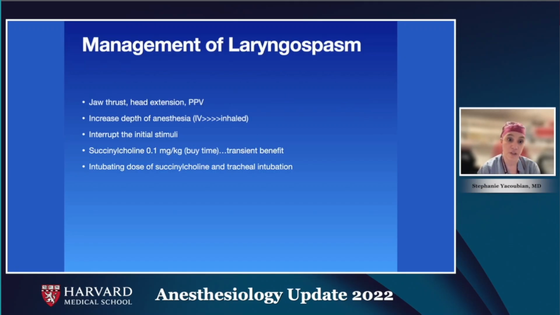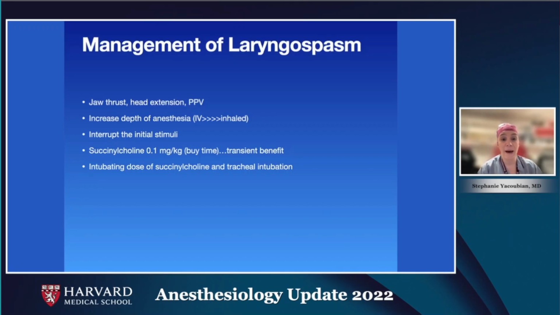Positive pressure ventilation is recommended, increasing your depth of anesthesia. And in specific scenarios where you have complete closure of the cords, you may want to think about increasing your depth of anesthesia through your IV anesthetics and not your inhaled anesthetics. Interrupt the initial stimulation. So if the surgeon is continuing to operate, you would tell them to stop the stimulation.